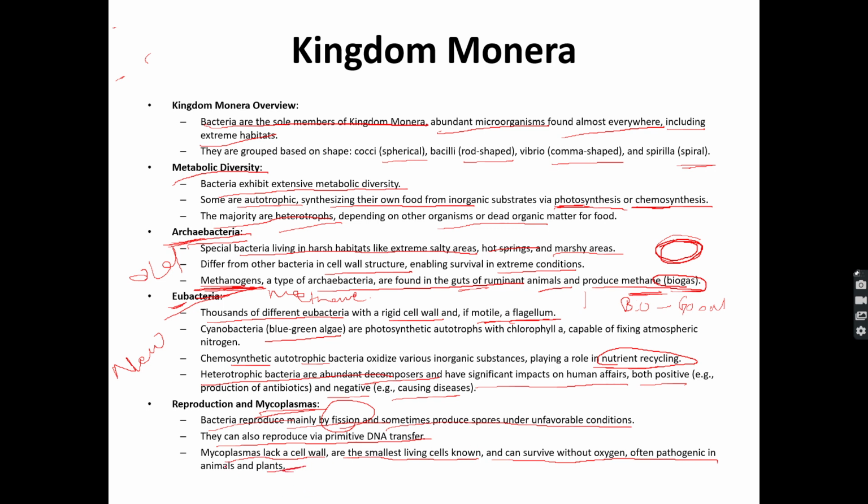So mycoplasma also come under the Monera group, and they do not have any cell wall, and they are often pathogenic, causing diseases. Lots of mycoplasma related plant diseases are also there, such as bunchy top. Those are basically viral, but some bunchy tops are caused by mycoplasma. So this is about Kingdom Monera.